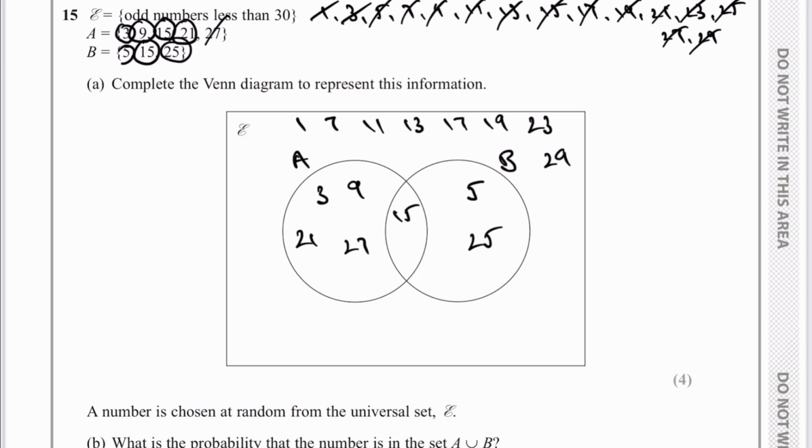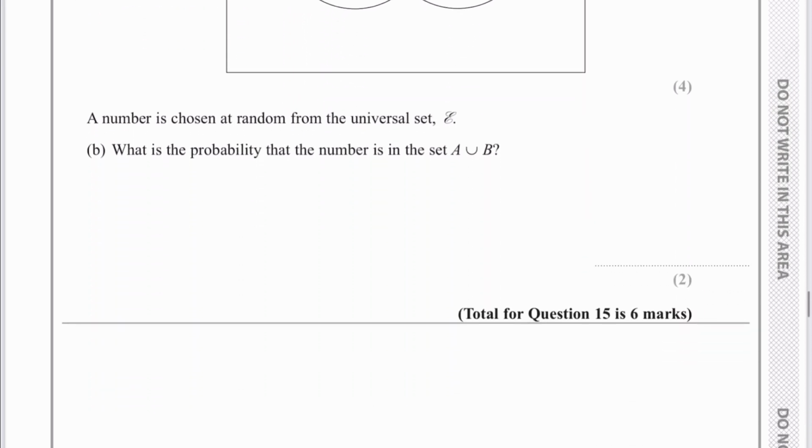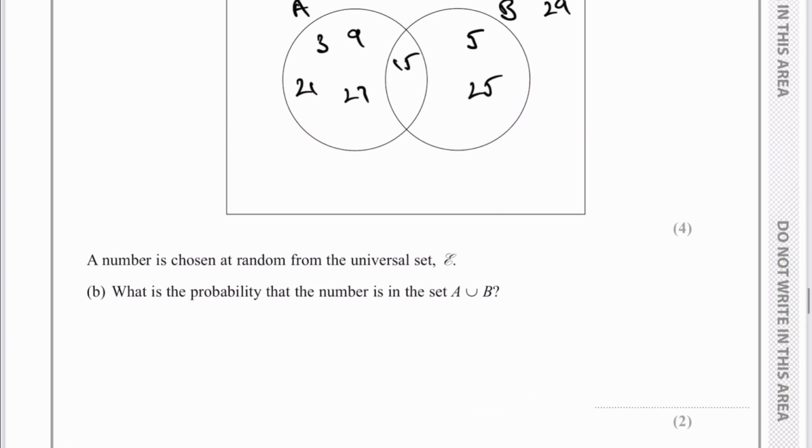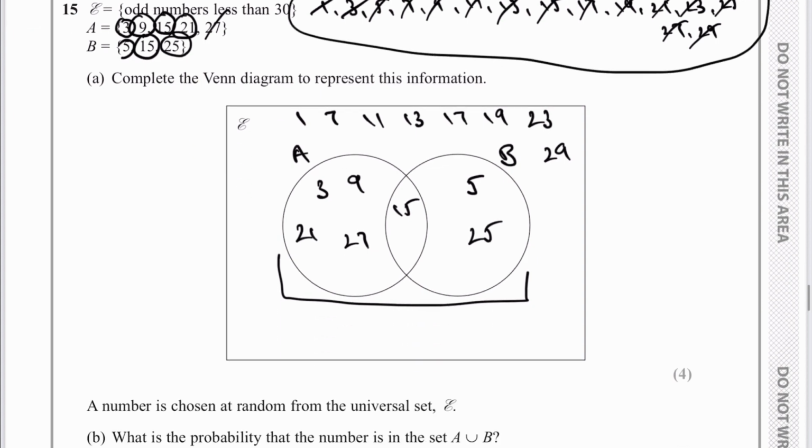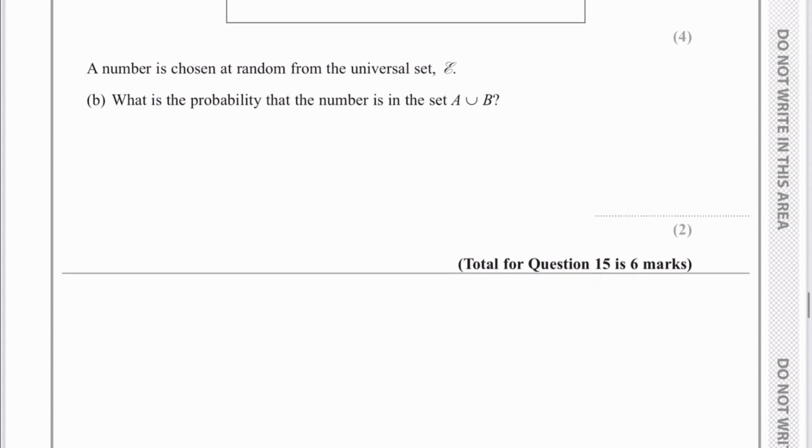Okay, and then we've got a 1-mark question towards the end, and it says a number is chosen at random from the universal set. What is the probability that the number is a member of A union B? And what we mean by that is a member of these sets here. Now in those sets there are actually 7 numbers, and then in total there are 15 numbers altogether. So the probability that it's going to be part of A or B is going to be 7 out of 15, and that would be the answer to that particular question.